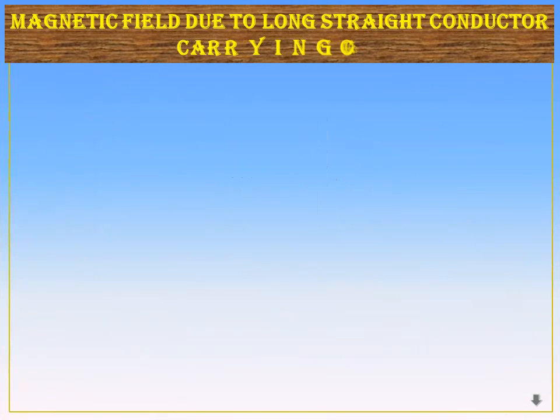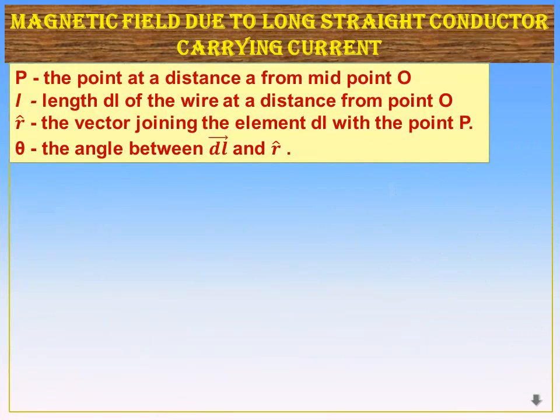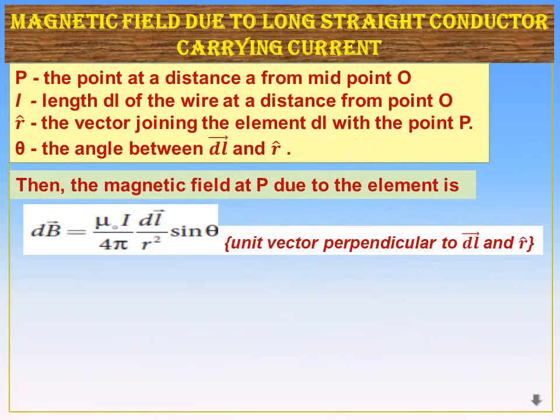Next one, a very important question: magnetic field due to long straight conductors which carry current. Consider a long straight wire as in the picture. It is NM, with current I flowing from N to M as shown.